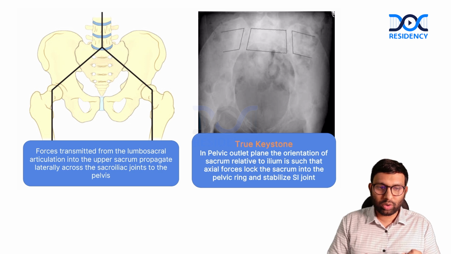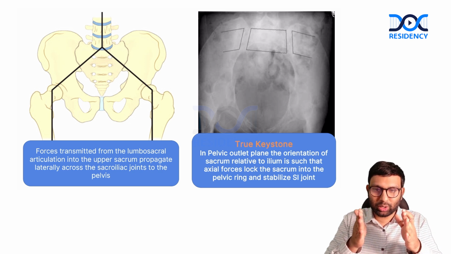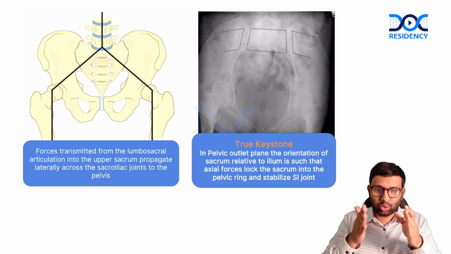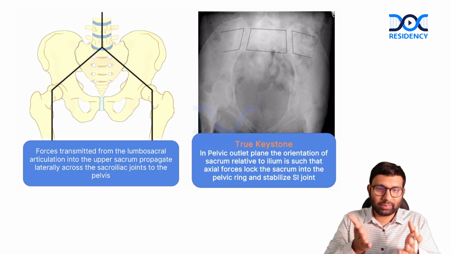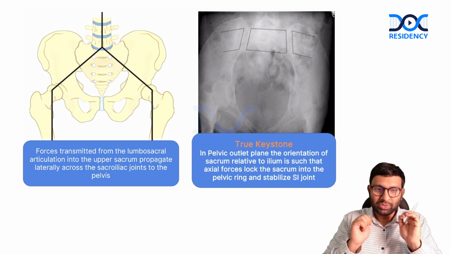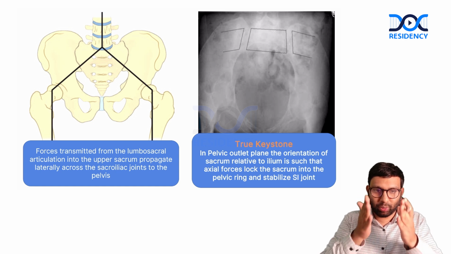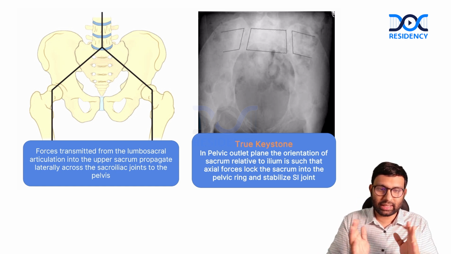So we know that all of the weight is first subjected on the axial spine, and from the axial spine all of that weight gets transmitted through the lumbosacral articulation into the upper sacrum, and from the upper sacrum it is propagated laterally along the sacroiliac joints, and then it goes into the pelvis. So the middle structure, the most important structure here, is the upper sacrum and the sacral body and the S1 joints. So how does this articulation help?